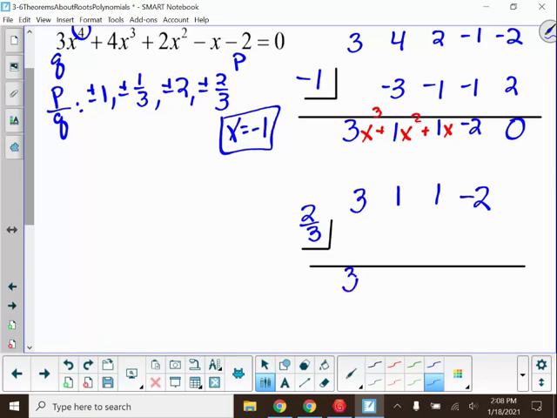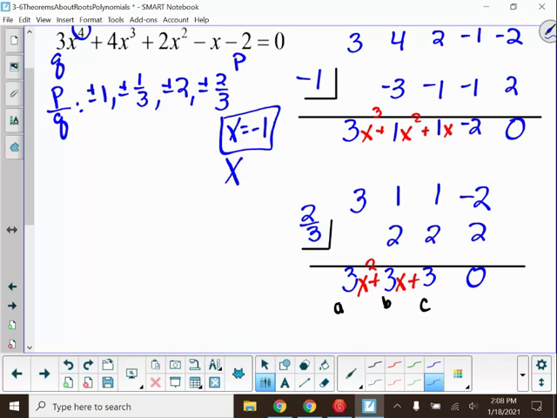So I'm going to bring down the 3, times 2/3 is 2. I get another 3. Times 2/3 is 2. I get another 3. Times 2/3 is 2, and that's where I get my 0. So this is going to be 3x squared plus 3x plus 3. So my A is going to be 3, my B is going to be 3, and my C is going to be 3, and I'm going to use quadratic formula to finish solving that.